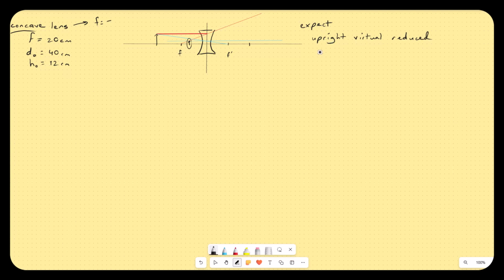Upright tells me that I'm going to have an HI that is positive. Virtual tells me I'm going to have a DI that's negative. Reduced tells me I'm going to have a magnification magnitude less than 1.